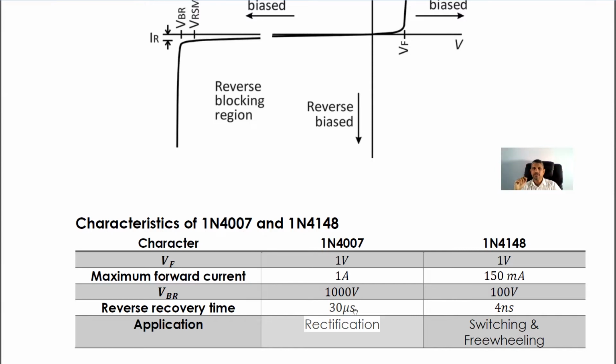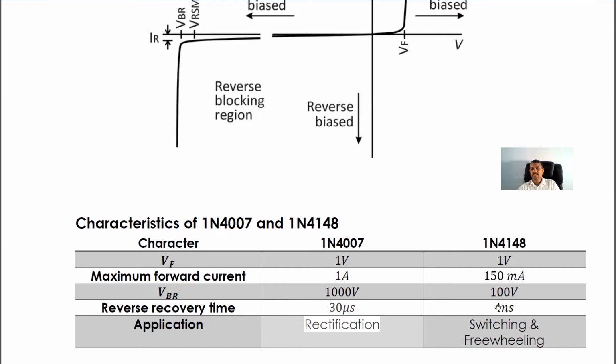Then we start to flow current. Now in reverse bias mode, the depletion layer will increase, right? Once the depletion layer has increased, it takes 30 microseconds to recover, to come back to the original state. In the case of 4148, it is much faster than 4007, which is used.